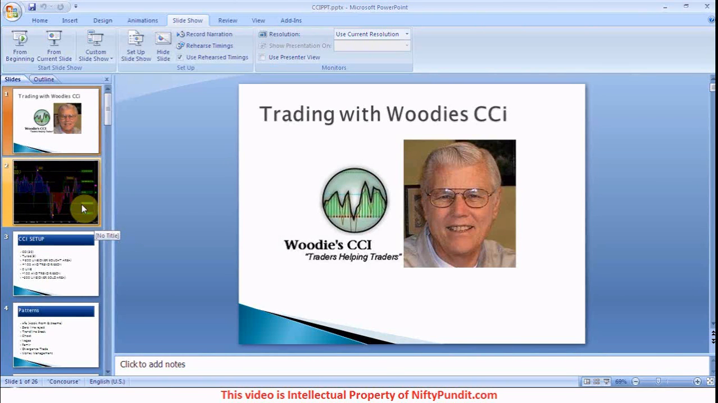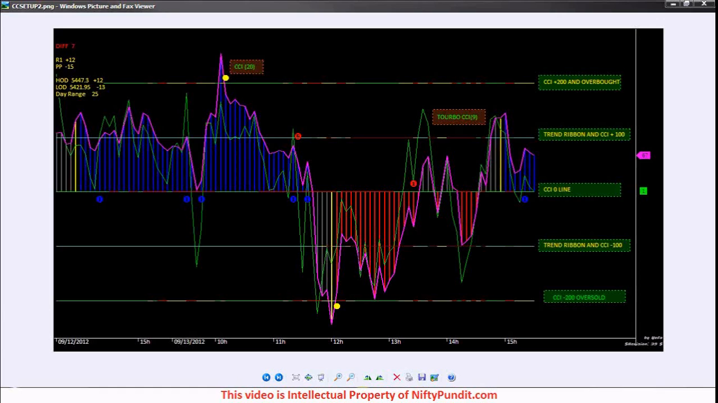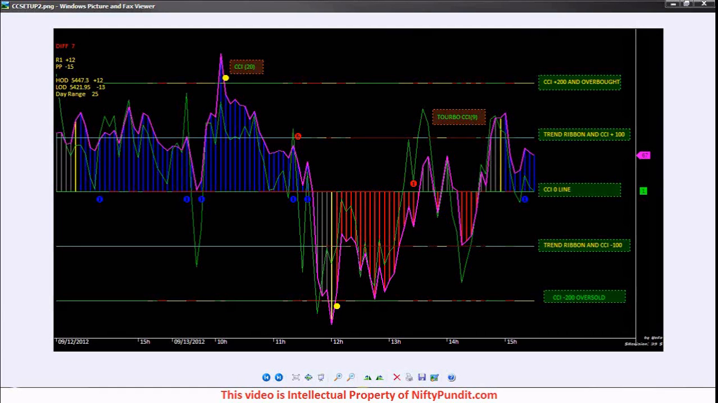Before the CCI setup, we should know what the panel is. This is the panel we are going to trade with Woodies. It contains CCI 20, which is in pink color, and this is turbo CCI, parameter 9, in lime color.